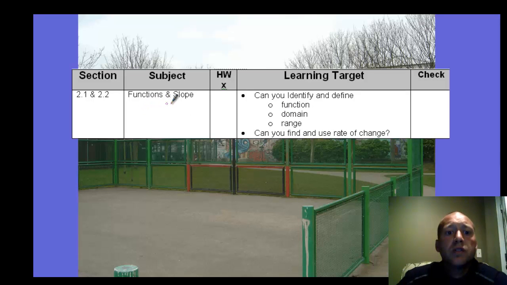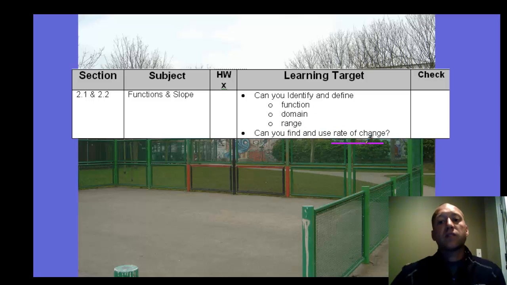So there we go, functions, slope. Make sure you know what a function is, domain, range. You can show that with a table, a graph, and an equation, and then you graph basic equations by plugging and chugging, and be able to find rates of change or slope.